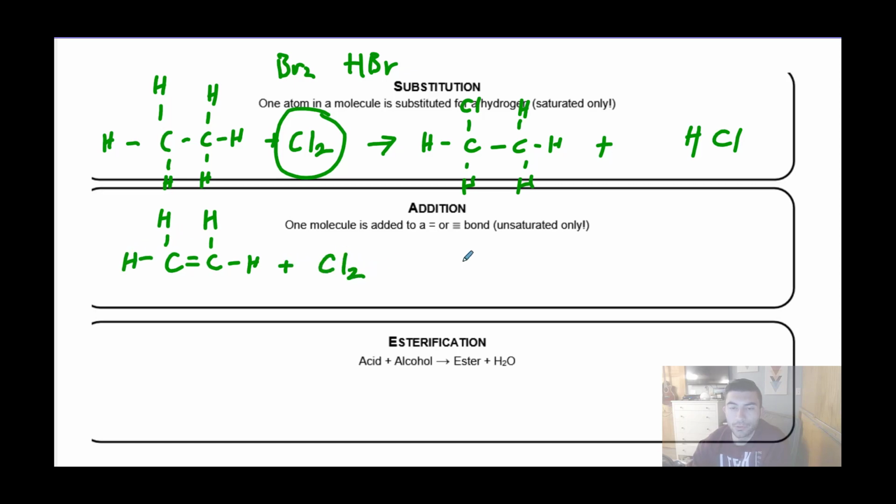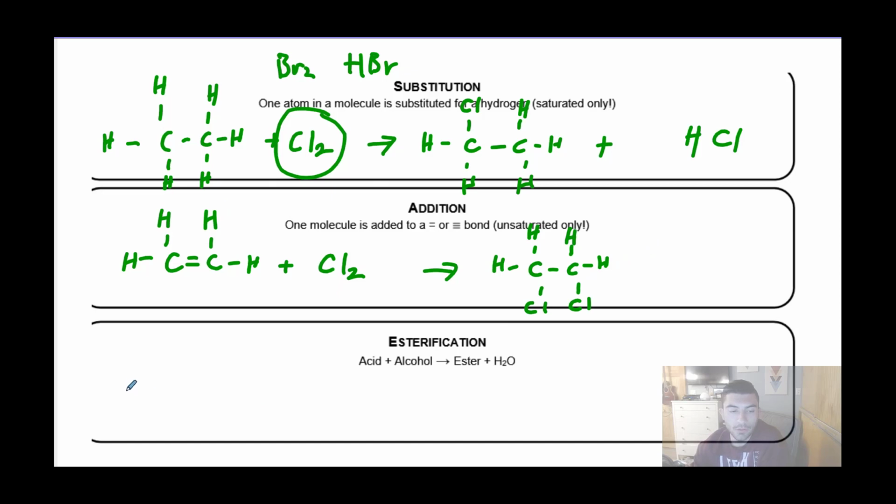Let's add Cl2. Now I'm not going to get a substitution. That pi bond in the double bond is weak, right? So it's going to break. And it's going to allow both chlorines to add to the molecule, right? So where substitution can be thought of as a sort of replacement, this is more of a synthesis reaction. I get dichloroethane in this case.